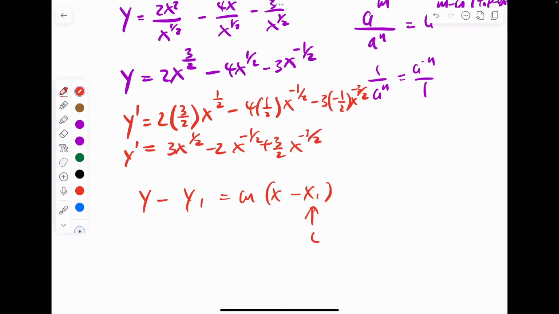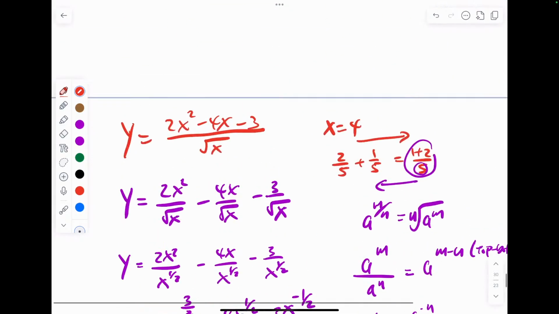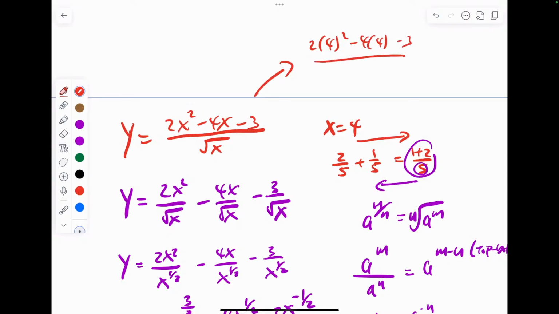Well, x is equal to 4. We know that. What is y? It means I need to plug 4 into the original function. So I'm going to find out: y is going to be 2 times 4 squared minus 4 times 4 minus 3 over the square root of 4. I think if you simplify it correctly, you end up getting 13 over 2.